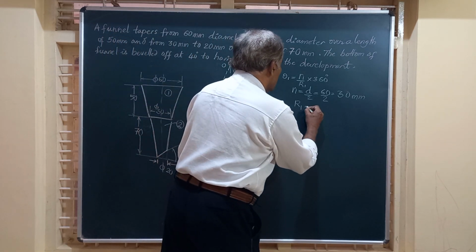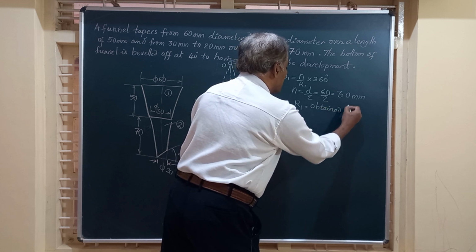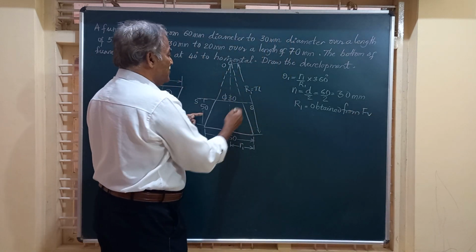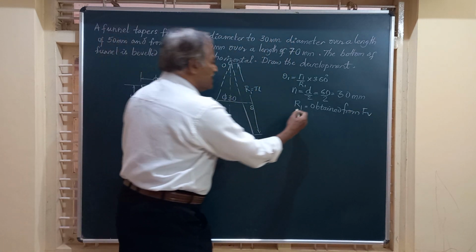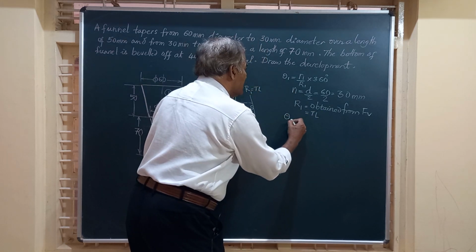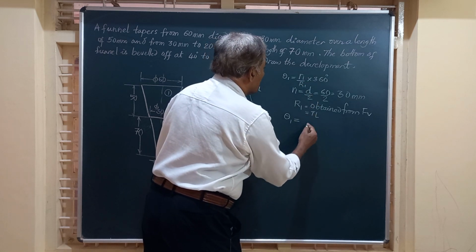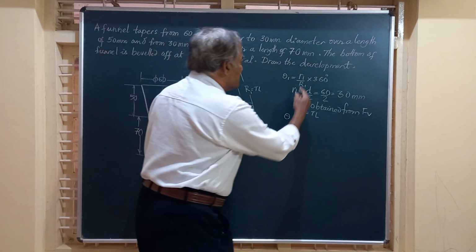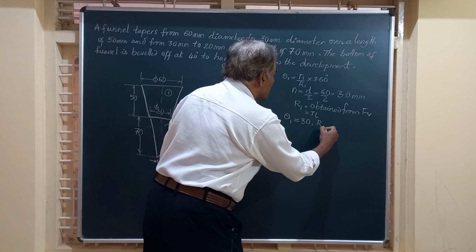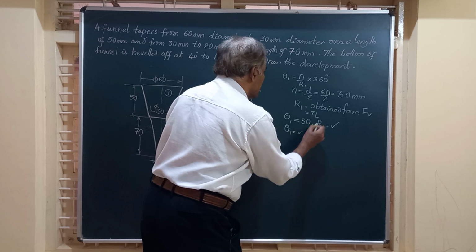So R1 is obtained from the front view of the figure. From this front view, we can obtain what R1 is, that is nothing but the true length of the generator. Friends, if you substitute in the formula, you get theta 1 is equal to r1 by R1 times 360 degrees. Here r1 is equal to 30, and capital R1 can be obtained from the figure, hence theta 1 can be calculated.